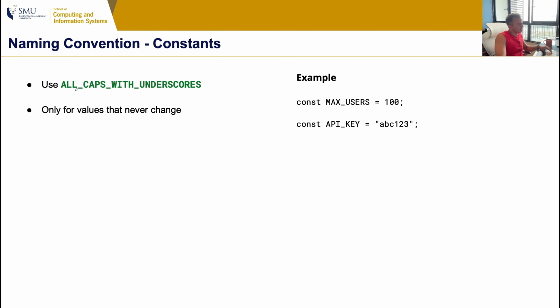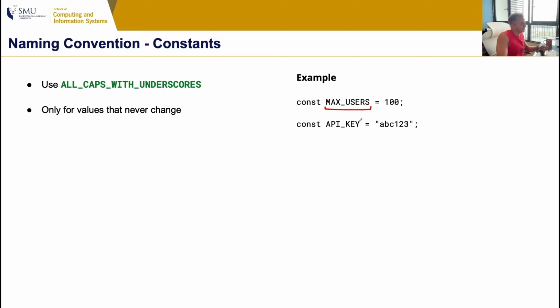Constants, we use all caps, so it's difficult to see where words start and words end. So we will use what we call a snake case. So snake case is words delimited by underscore, and to some imaginative developer, this looks like a snake. So use this for values that don't change.